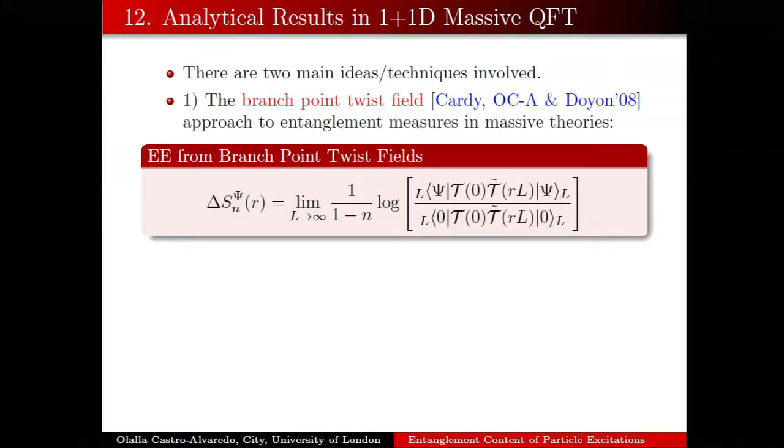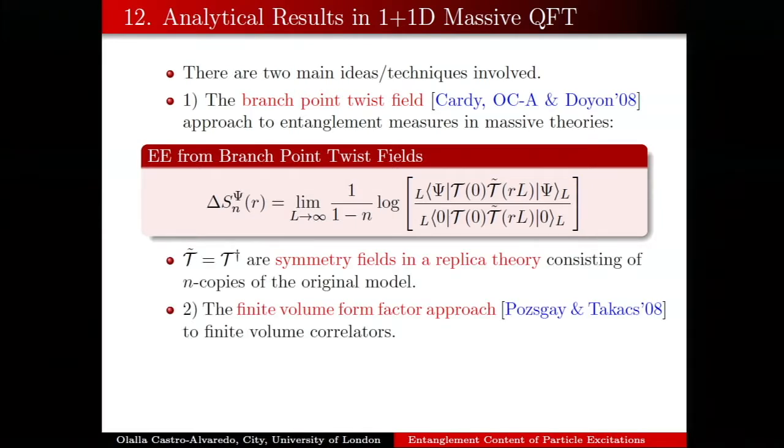Technically this is relatively involved for various reasons. These two fields are Hermitian conjugate to each other. They are symmetry fields in a so-called replica theory, a theory consisting of n copies of your free fermion or free boson. And those n copies are this n in here, the n of Renyi entropy. And then this computation is done in finite volume.